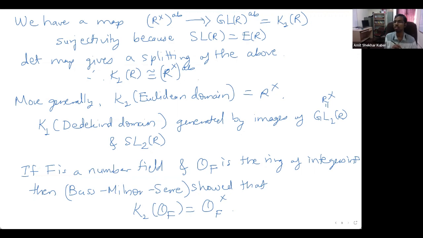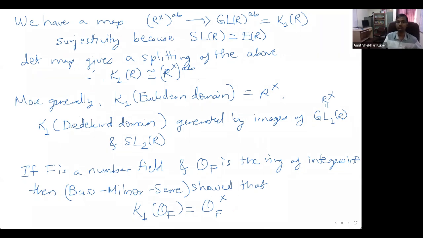Okay, so rings of integers, over there you have this big result, SL2R. Sir, I think you mean K1, right? You wrote K2. Oh yeah, K1. Sorry. Yeah, we are not talking about K2 today. Yes, K1 of this.